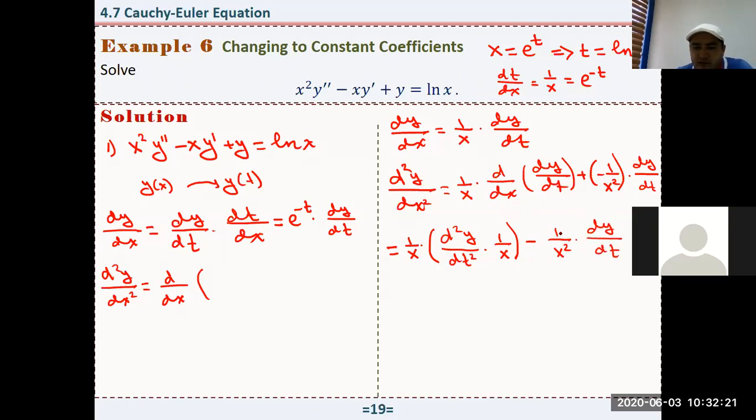Now we have changed everything to t and y. I can write it as 1 over x squared times d squared y over dt squared, minus 1 over x squared times dy/dt. And what is 1 over x squared? It's e to the power minus 2t. Now, if I just substitute here.